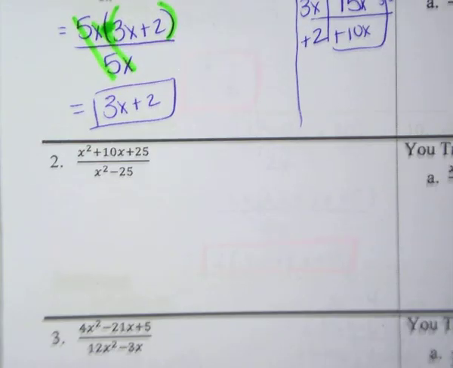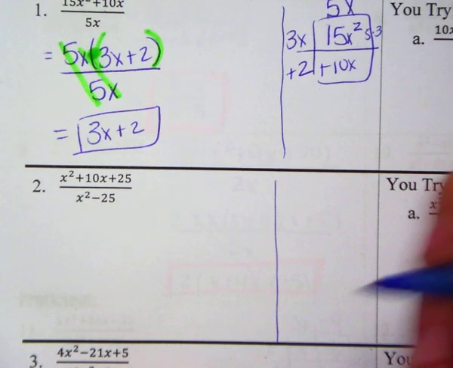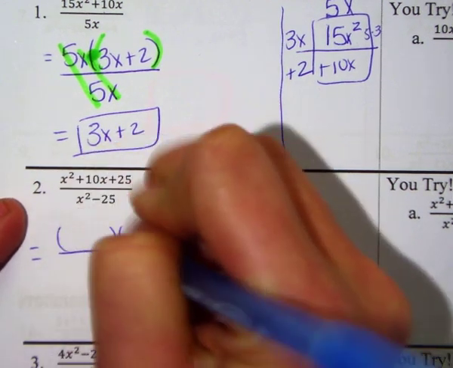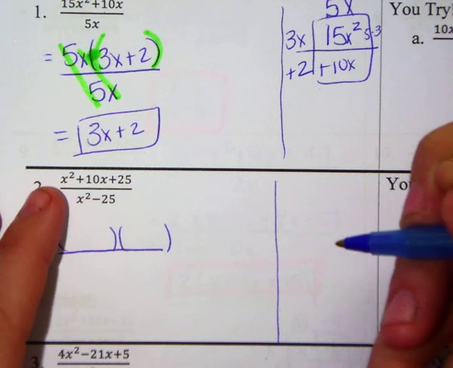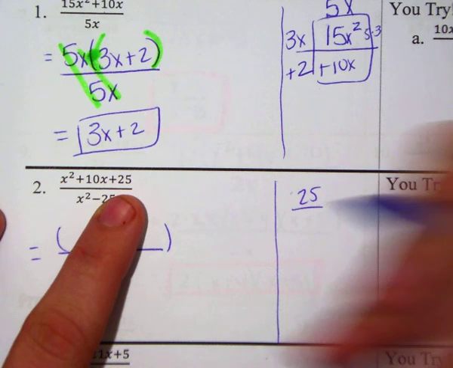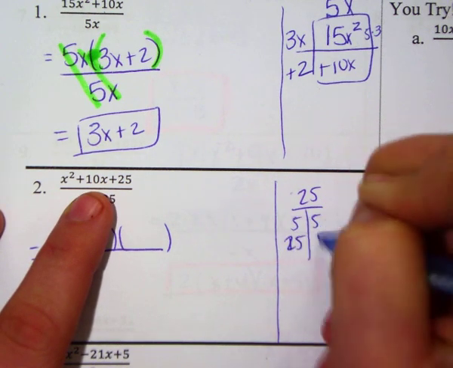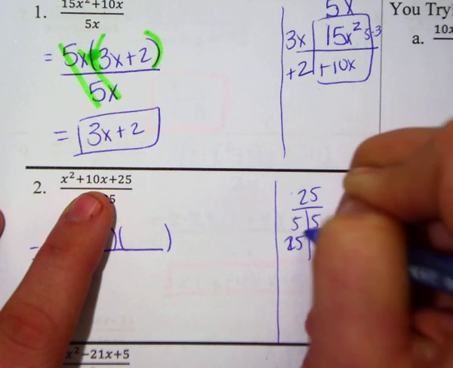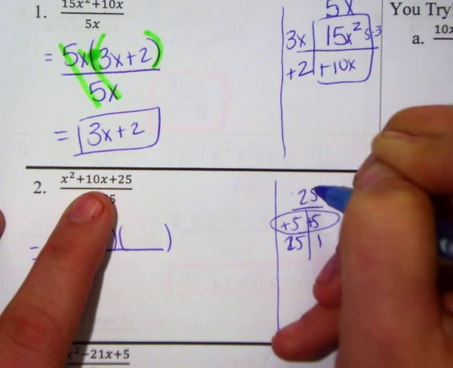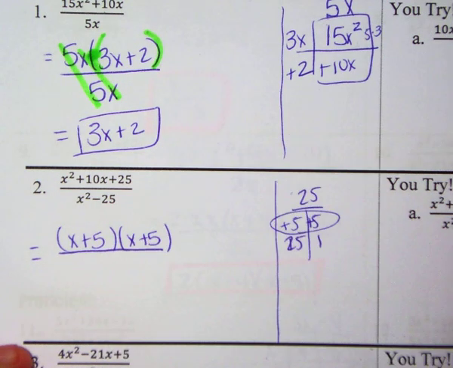Let's do number 2. Number 2 says x squared plus 10x plus 25. So I'm going to come to the side and do some scratch work. I'm going to choose to use the C&M method because the coefficient of x is just 1. So I need two numbers that multiply to give me 25, but combine to give me 10. 5 and 5, 25 and 1. If I add 5 plus 5, I'll get 10. If I multiply 5 times 5, I'll get positive 25. So x plus 5, x plus 5.